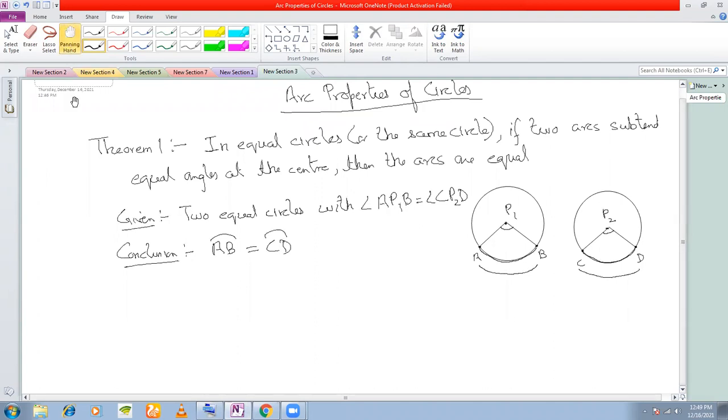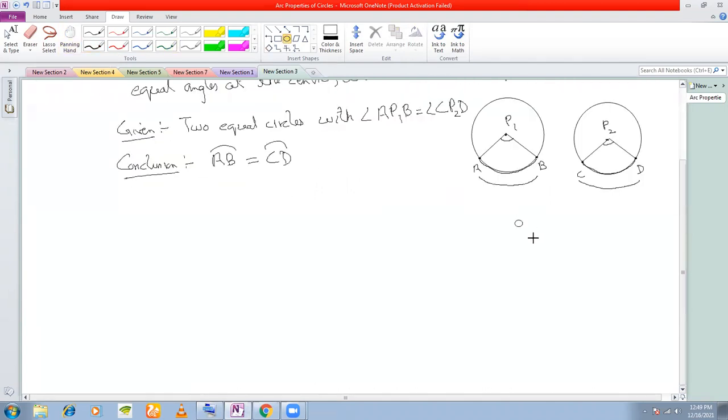Now, what does it mean for the same circle? For the same circle, this theorem means if you have a center P and an arc AB here, and we join the bounding radii, and you also have an arc CD in the same circle, such that these two angles are equal.